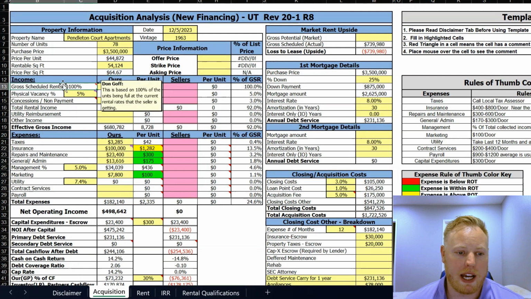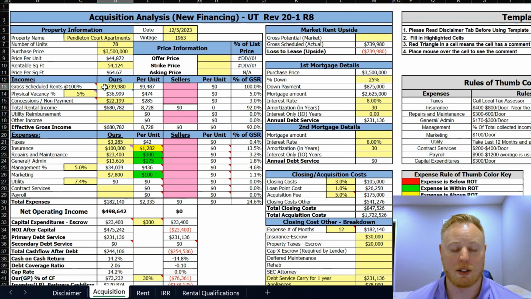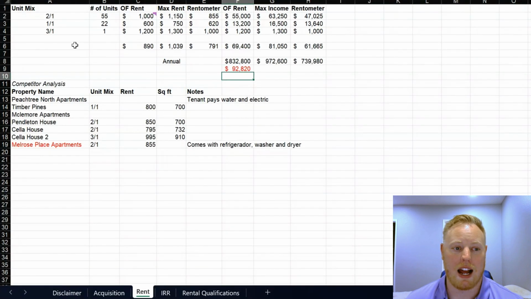The first line that we care about here is the gross scheduled rent. This is how much we are actually collecting in rents. This is $739,980. If we go to this rent tab here, I've listed out how we calculate that.